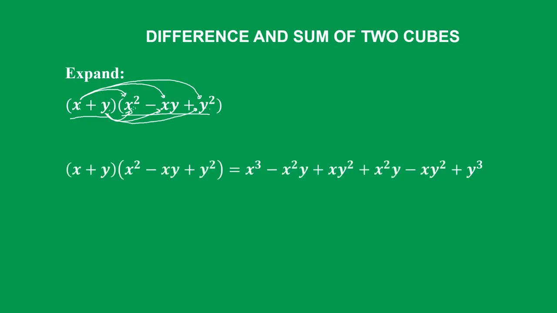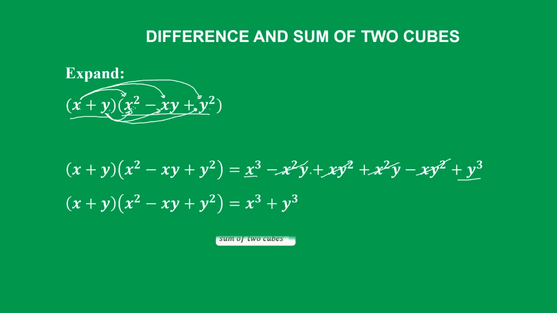You see that after finding the product, this is what we got. Negative x squared y plus x squared y is 0. Positive xy squared minus xy squared is 0. So what do we remain with? We remain with x cubed plus y cubed, which is the sum of two cubes.